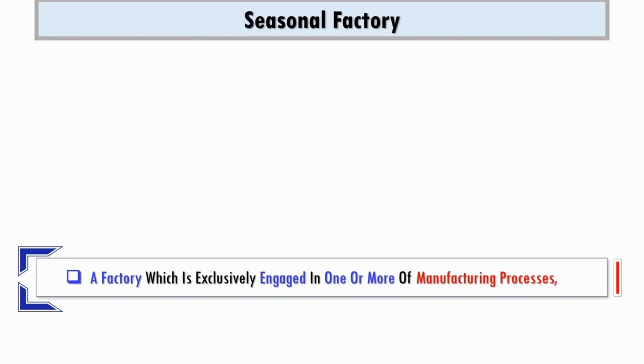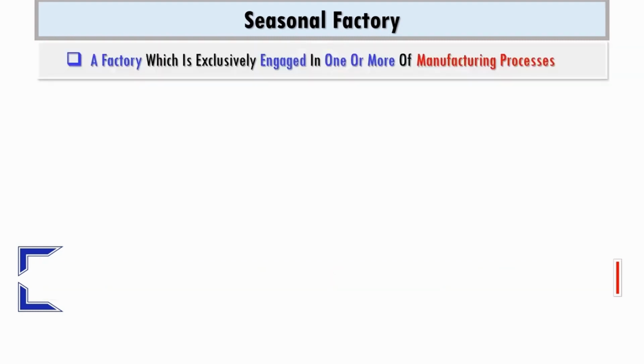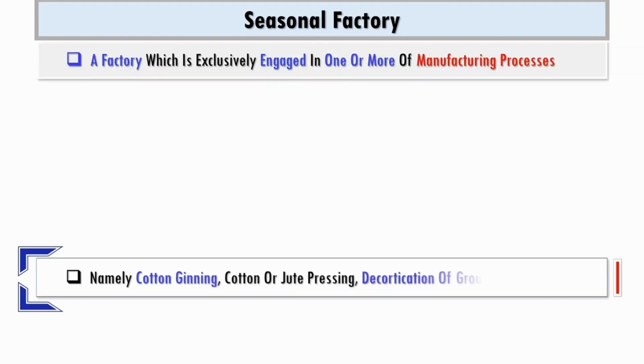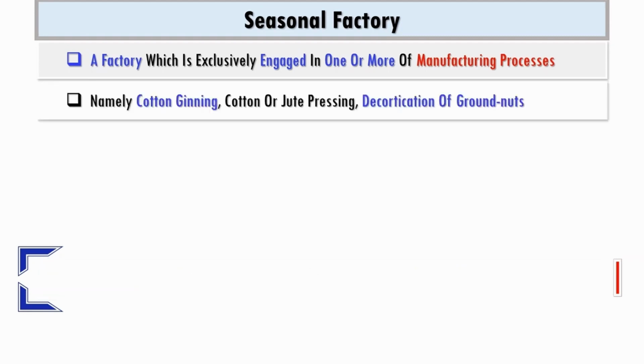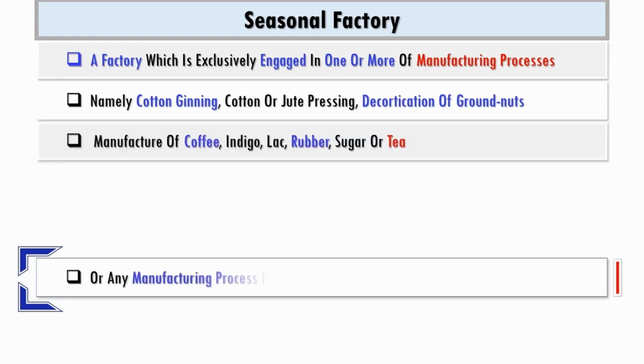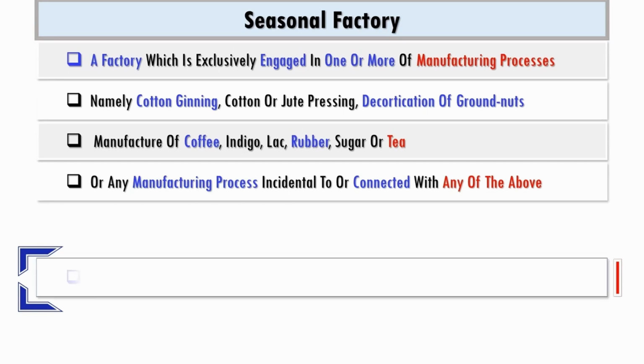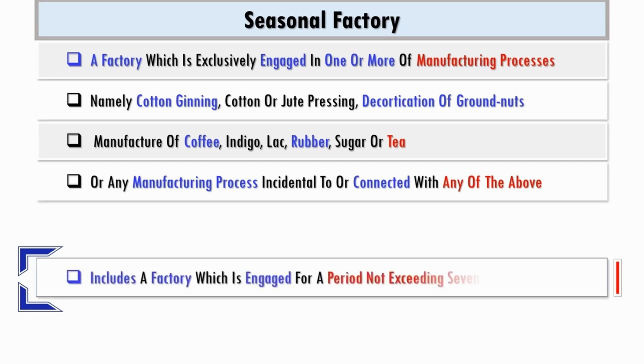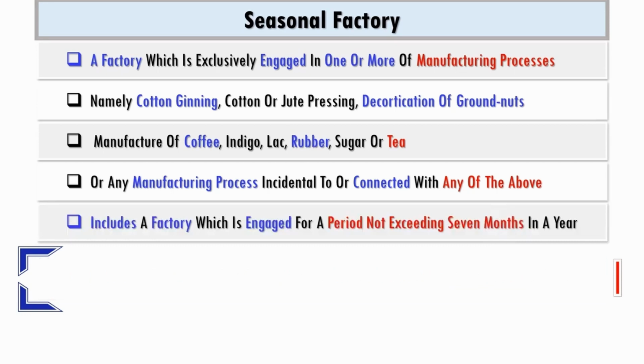Seasonal factory, which is outside the scope of ESI, is one which is engaged in one or more of the manufacturing processes, namely cotton ginning, cotton or jute processing, decortification of groundnuts, manufacture of coffee, rubber, sugar or tea, or any manufacturing process connected with any one of the above, and it also includes a factory which is engaged for a period not exceeding 7 months in a year.